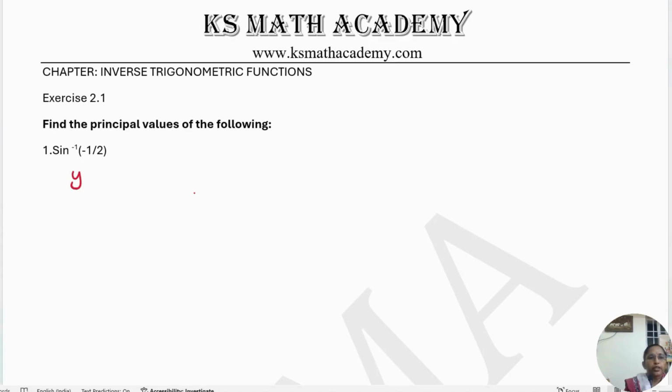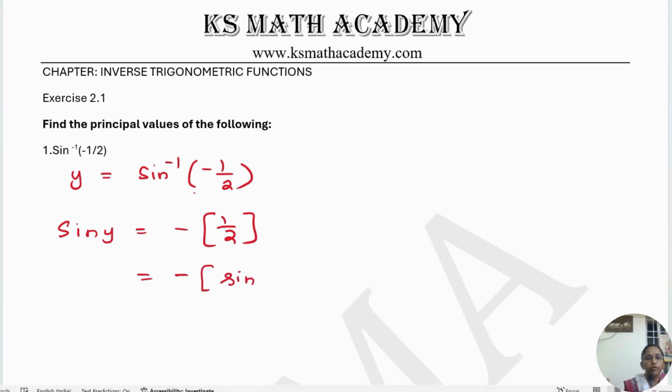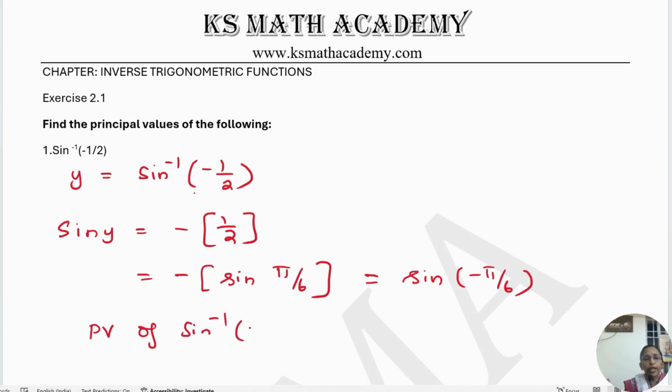So you can take y is equal to sine inverse of minus 1 by 2. So sine y is equal to minus 1 by 2. So you can consider like this. This is nothing but minus of sine of pi by 6. And we know sine of minus theta is equal to minus sine theta. So sine of minus pi by 6. And the principal branch value for sine inverse is minus pi by 2 to plus pi by 2. So this value falls within this range. So the principal value of sine inverse of minus 1 by 2 is minus pi by 6.